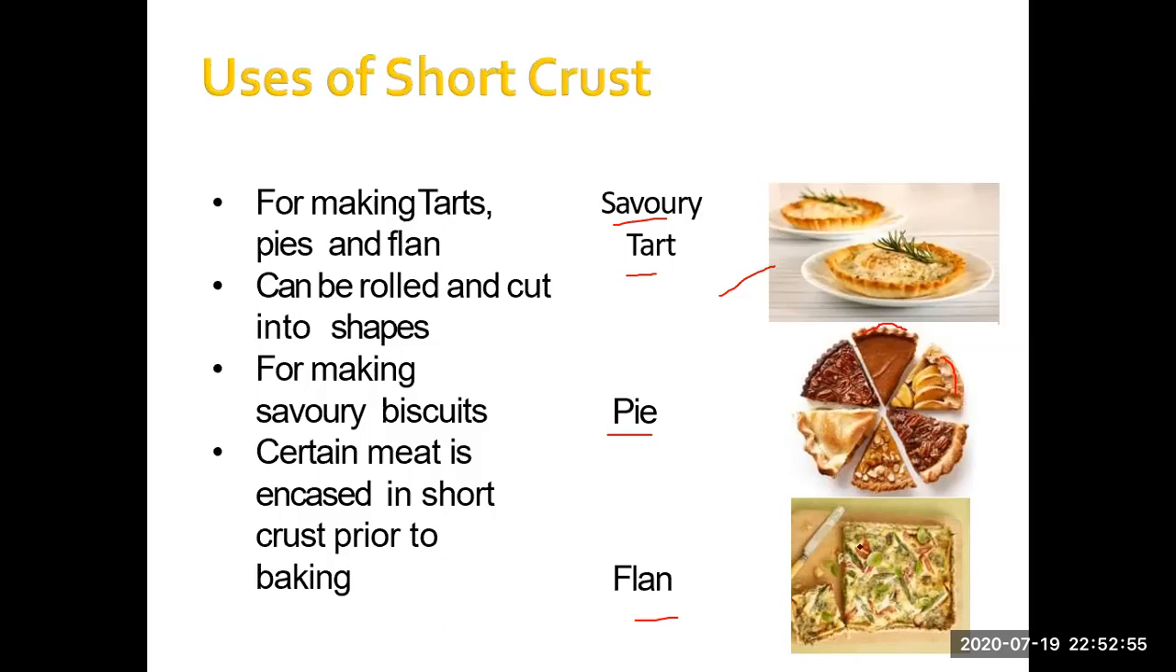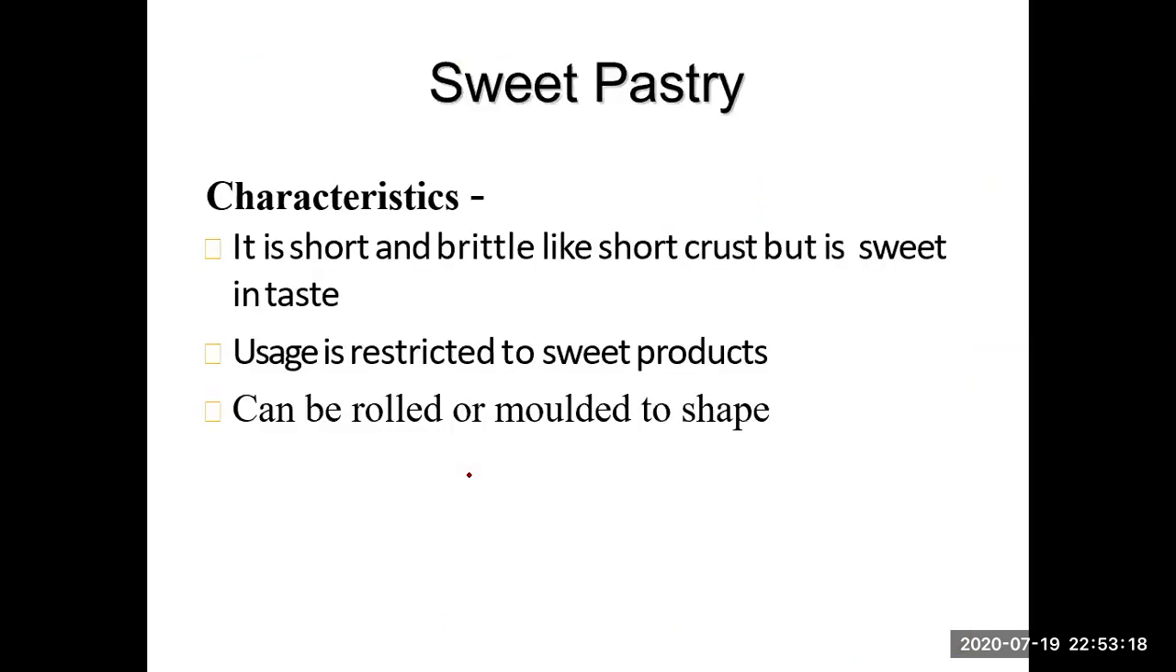Sometimes meat can be used there, and sometimes with preparing that filling, you can use different kinds of spices, or you can also use eggs there. It depends on your taste. Okay, so that is the use of short crust pastry. It is mainly used in three kinds. Besides that, short crust can be used for other purposes.